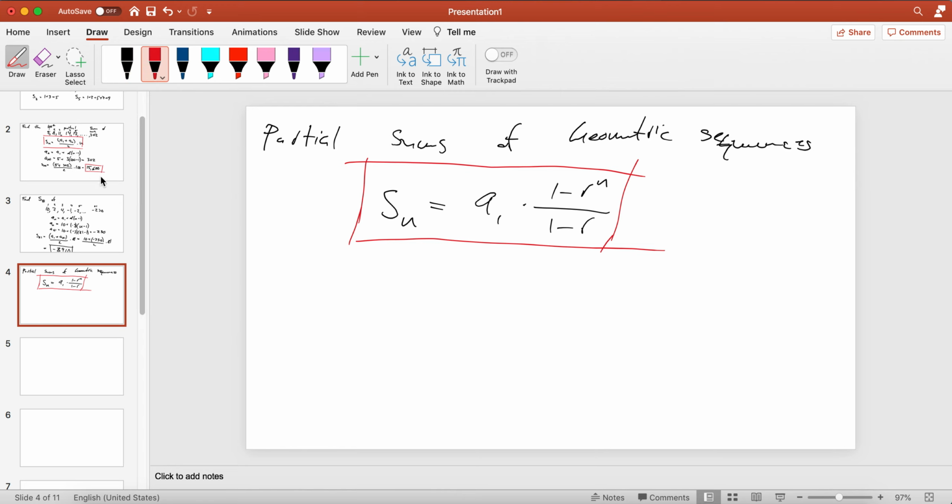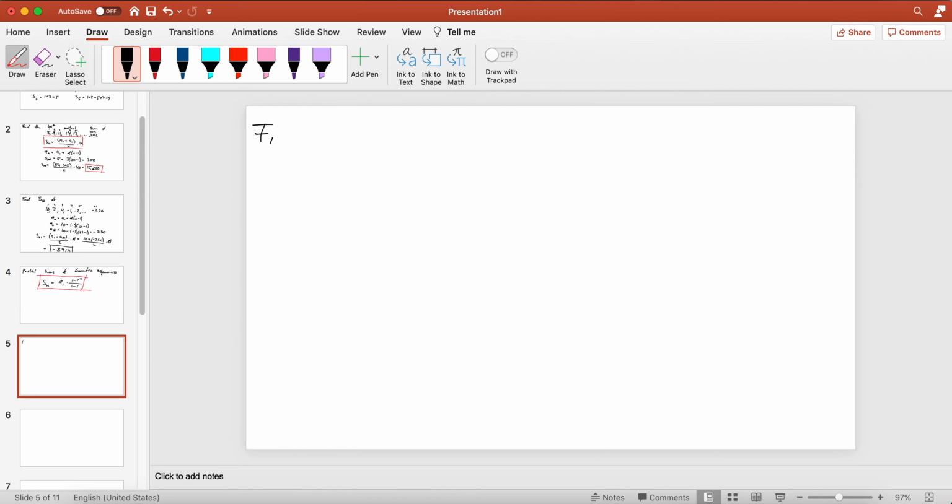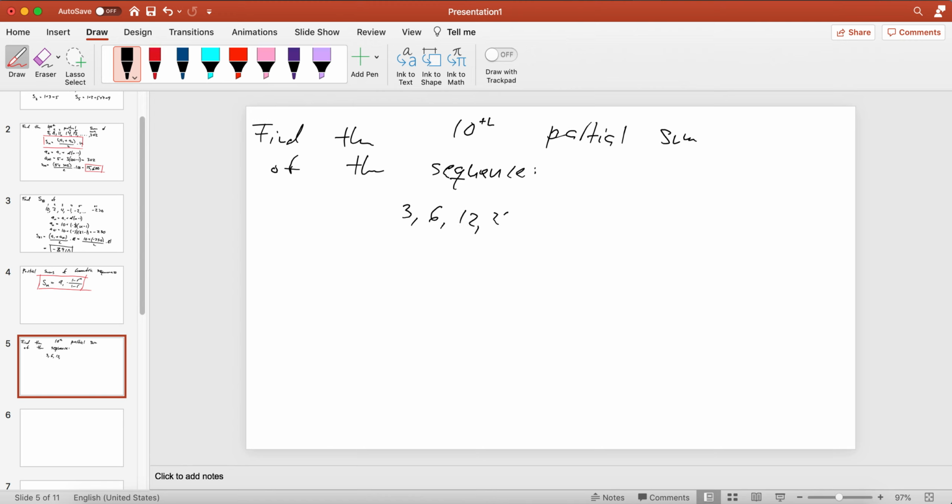All right, so let's do an example here. If I told you, find the 10th partial sum of the sequence 3, 6, 12, 24, 48, and so on.